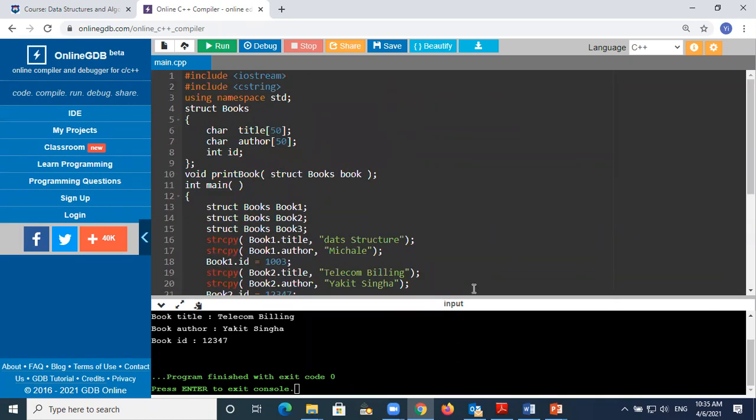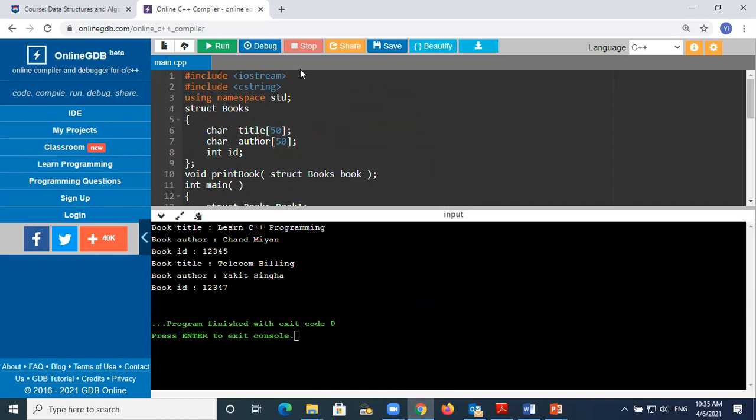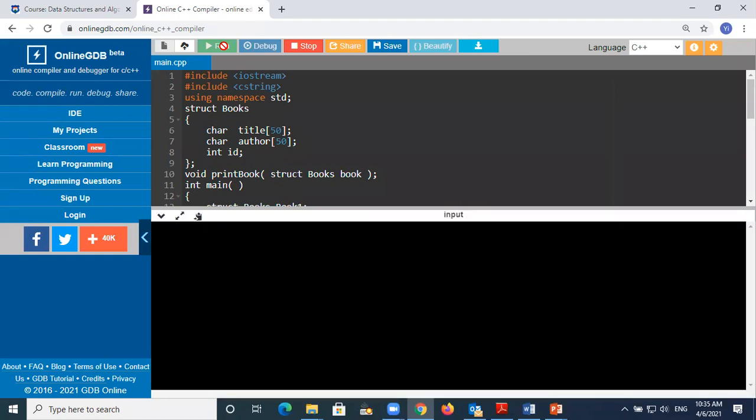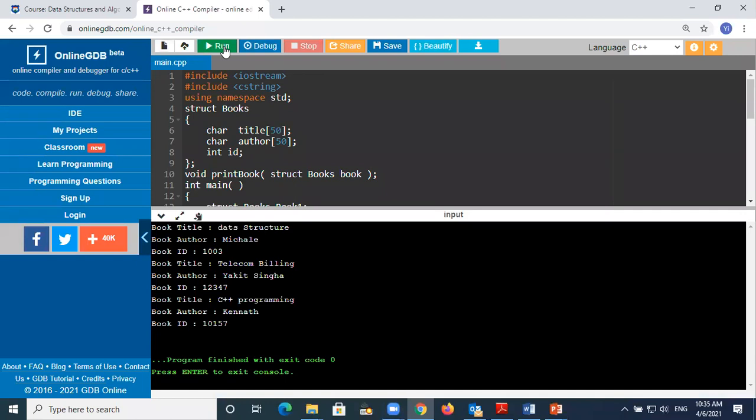Okay, so now let's run it. Bismillah. I hope nothing is wrong, because sometimes even a small mistake can make a problem. See, now you already have 3 books. The first book is data structure, or whatever I wrote, maybe I made a mistake here. Data structure, who is the author, and what is the ID. Then this is the second book here. You have 3, and this is the third book here. So these are the things.